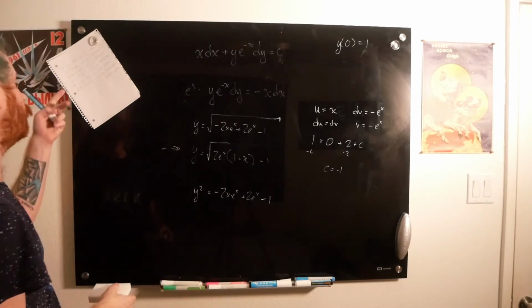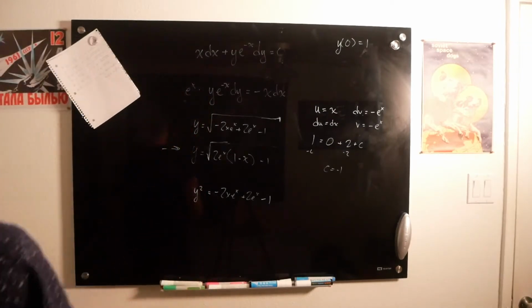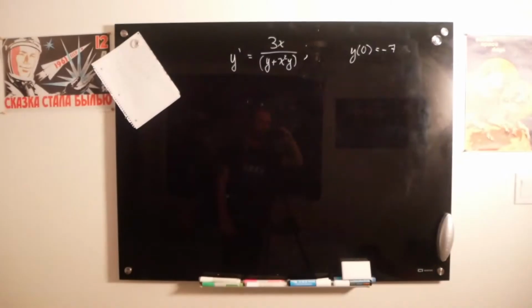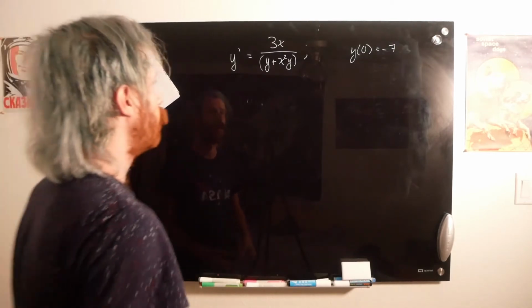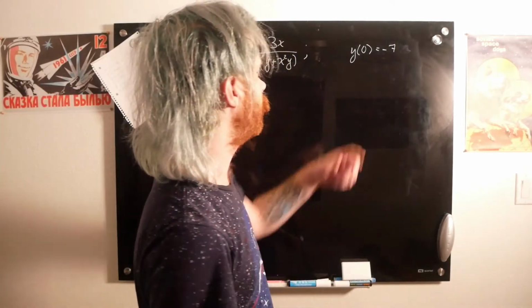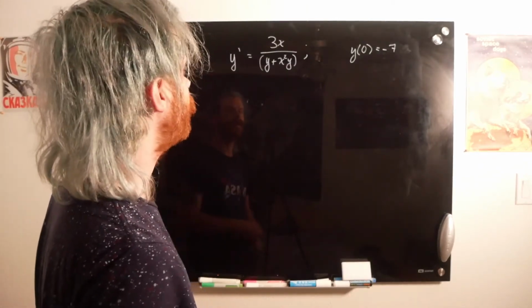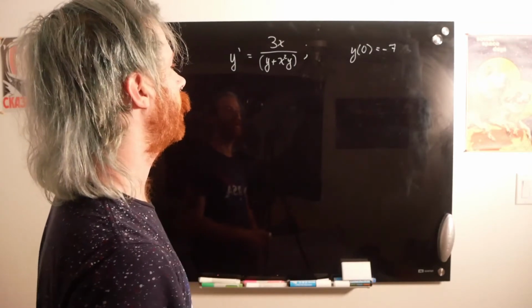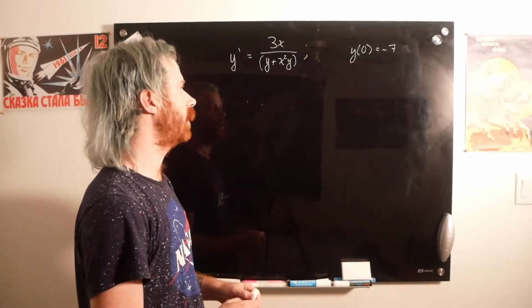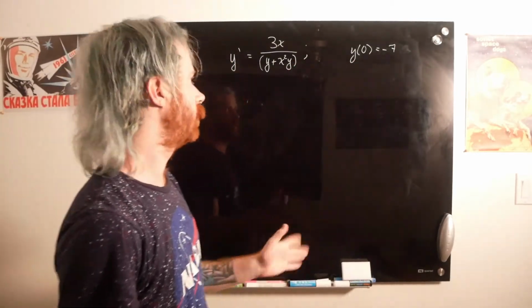So I'm going to come back and do 3 more problems, and then we'll probably be done with separable equations. So I've got 3 more problems for you for these initial value problems in separable equations. We have y prime equals 3x over y plus x squared times y, and our initial value is y of 0 equals negative 7. Keep in mind that negative, just in case there's a square root or something.